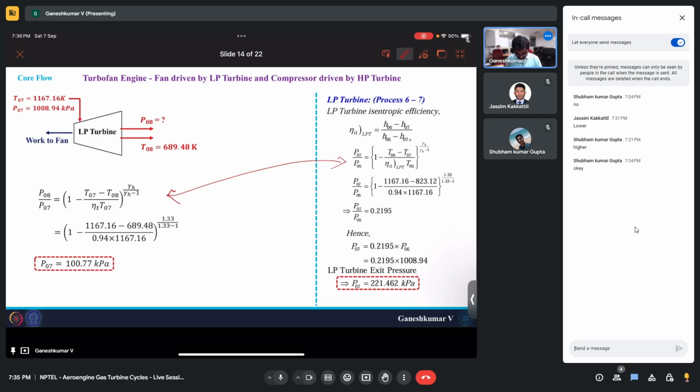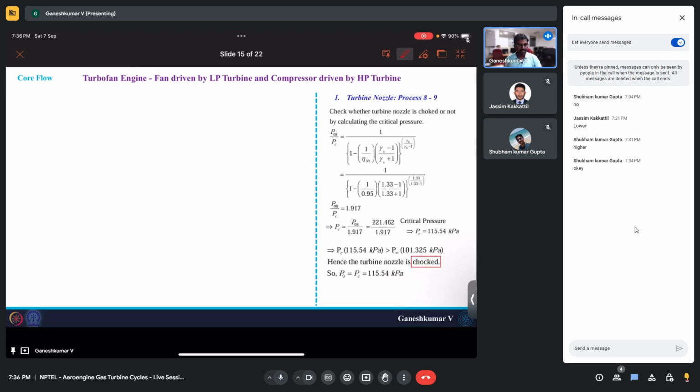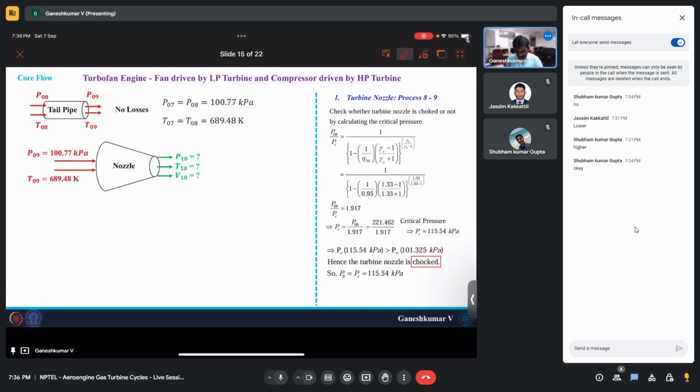Okay. So this will ultimately change your nozzle performance also. Let's look at it. The next thing is the turbine nozzle. In the turbine nozzle, this is what we solved, and the exit pressure was 115.54 kilopascal for the conventional turbofan engine, and we also solved that the turbine nozzle is choked. Now you see the tailpipe we have no losses, so we'll leave it, and we have the nozzle. The inlet pressure and temperature is around 100 kilopascal and 689.48 Kelvin.